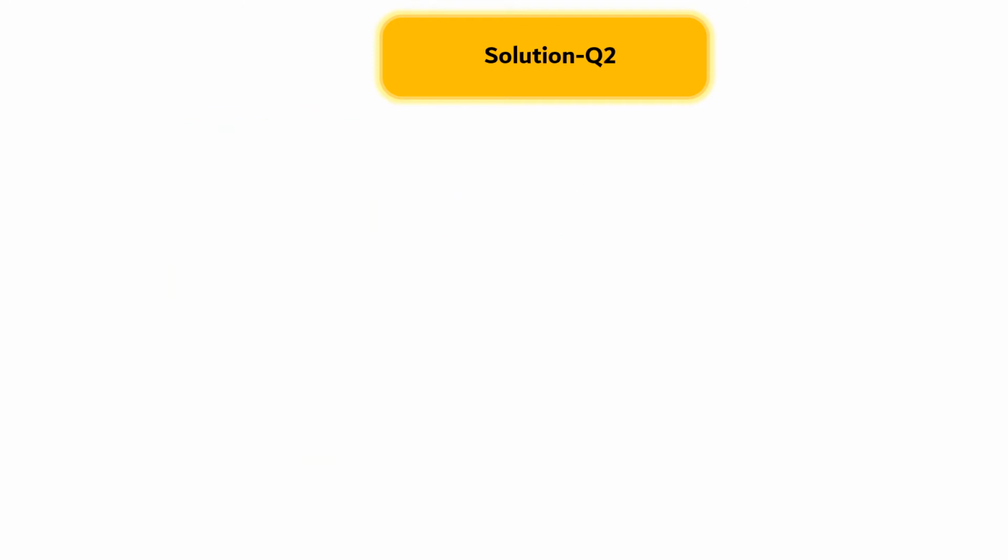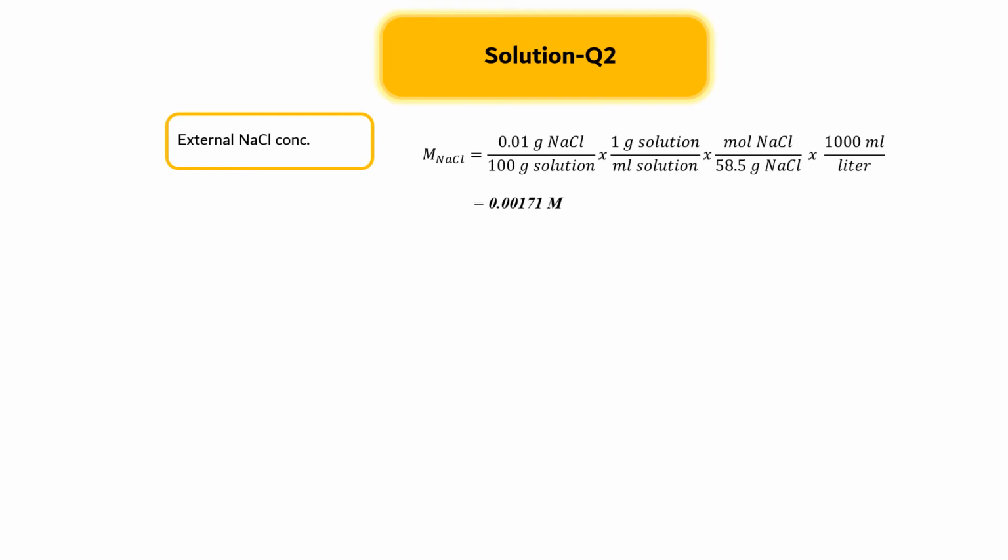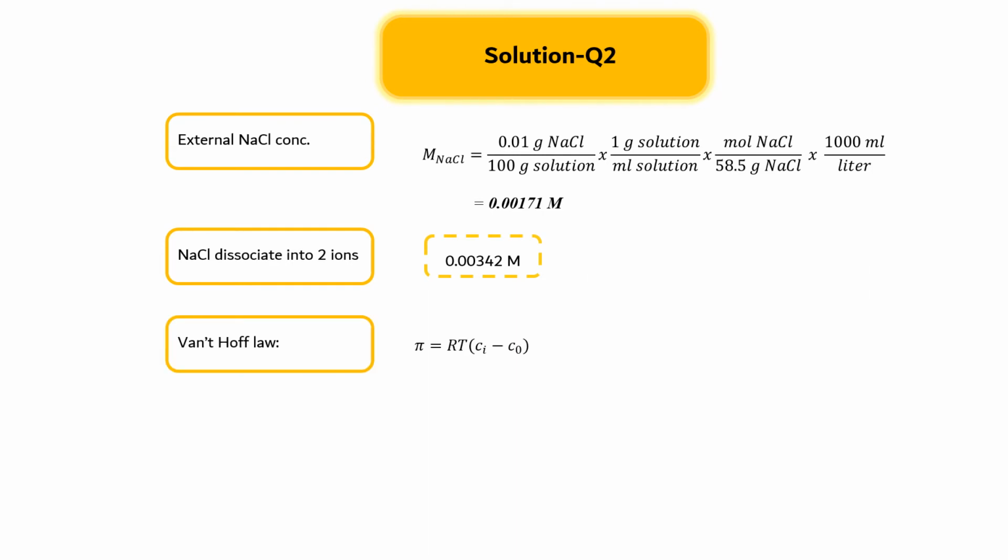Solution for question 2. External sodium chloride concentration can be easily calculated and determined as 0.00171 molar. Assuming that sodium chloride dissociates into two ions, the total solid molarity outside the cell is 0.00342 molar. According to the Van Hoff law, the osmotic pressure can be determined as 7.13 atm.